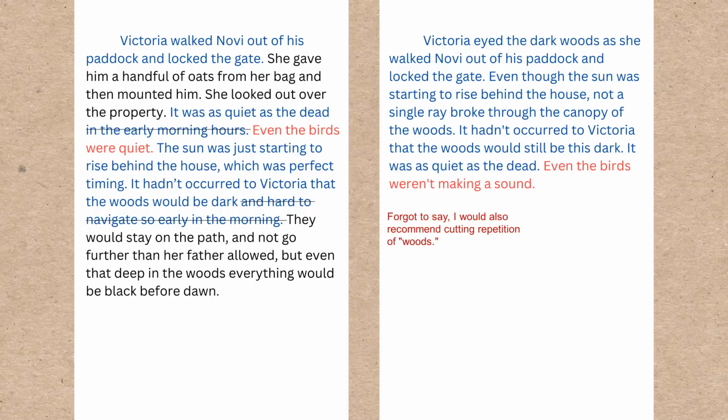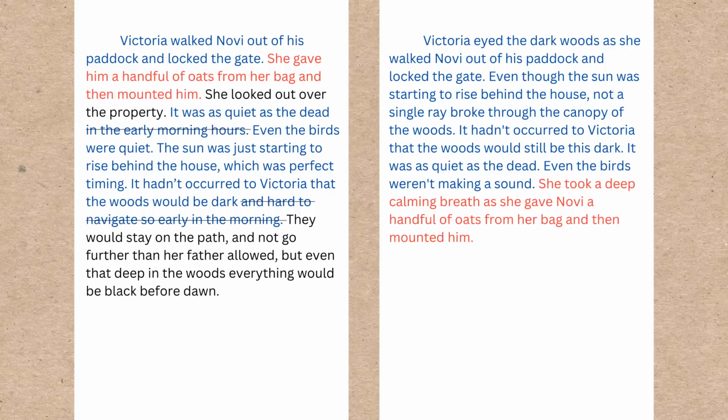So we don't have a ton of this paragraph left, but obviously she has to mount the horse for logic's sake, so we want to keep that sentence. "She gave him a handful of oats from her bag and then mounted him." Let's again try to wrap the sentence into the concept a little better with something like, "She took a deep, calming breath as she gave Novi a handful of oats from her bag and then mounted him."